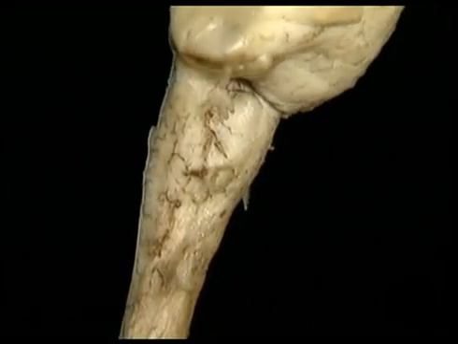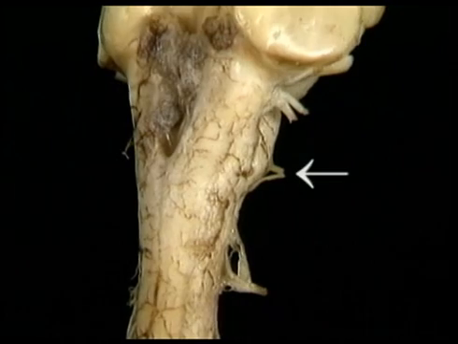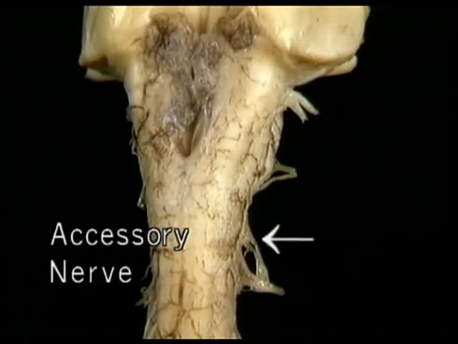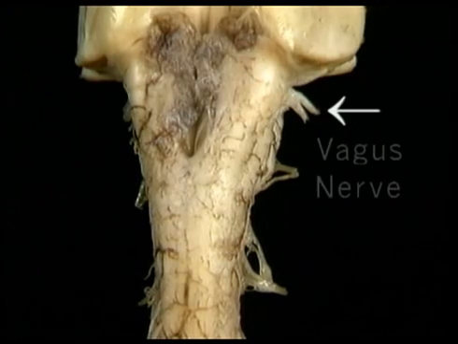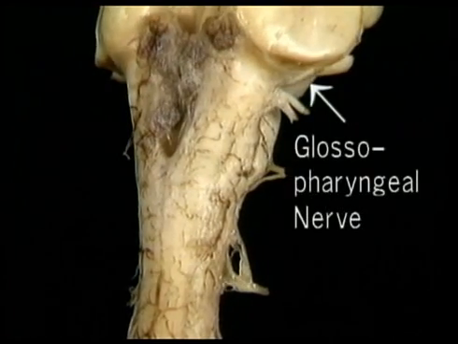Emerging from the ventral and lateral surfaces of the medulla are the filaments of the four lowest cranial nerves, the 12th, the hypoglossal, the cranial part of the 11th, the accessory, the 10th, the vagus, and the 9th, the glossopharyngeal.